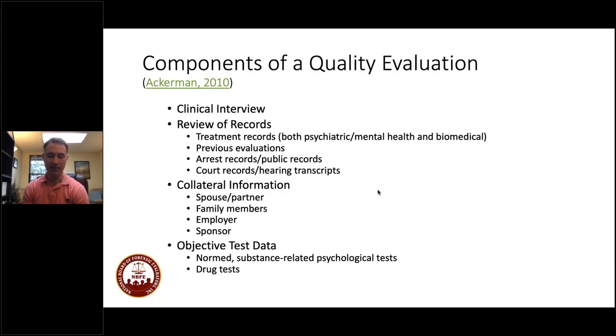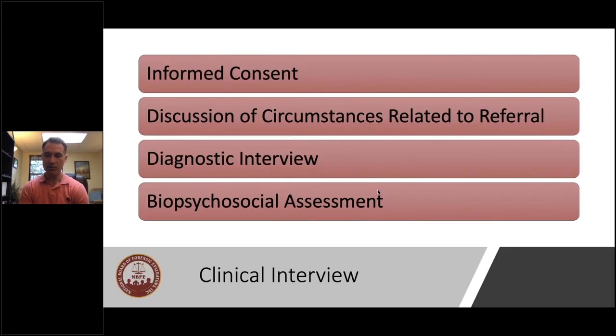And then finally, objective test data. These are normed and substance-related psychological tests, preferably that have scales built in for trying to assess validity. In other words, can we trust what the client is telling us? And then also drug testing, I believe, is an integral component for substance abuse evaluations. So let's break down these 4 sources of information next. Let's start with the clinical interview.